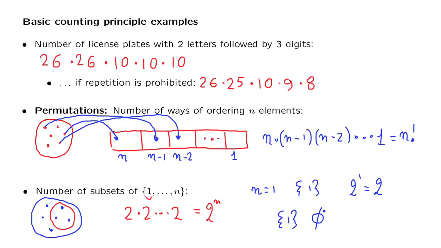Notice that when we count subsets of a given set, we count both the set itself, the whole set, and we also count the empty set. All of these are subsets of our set. At this point, we can now pause and you can try to answer some simple questions of the same kind as the ones that we just practiced.